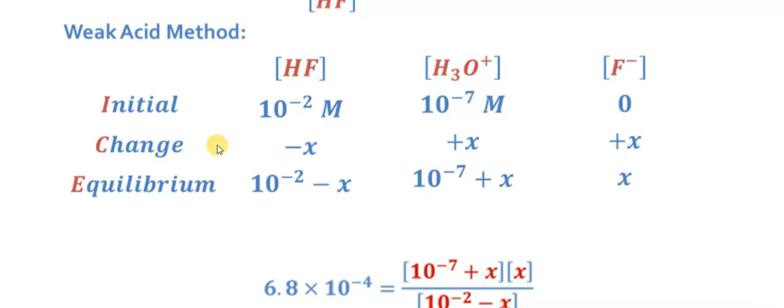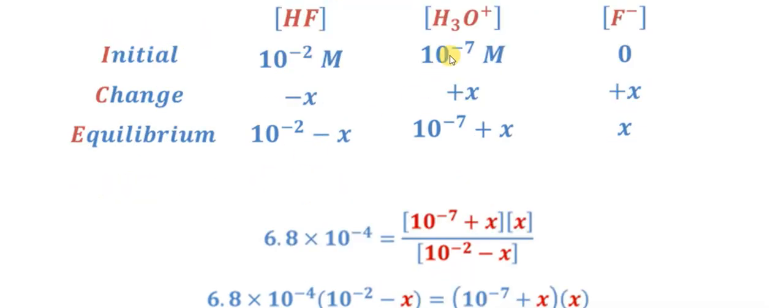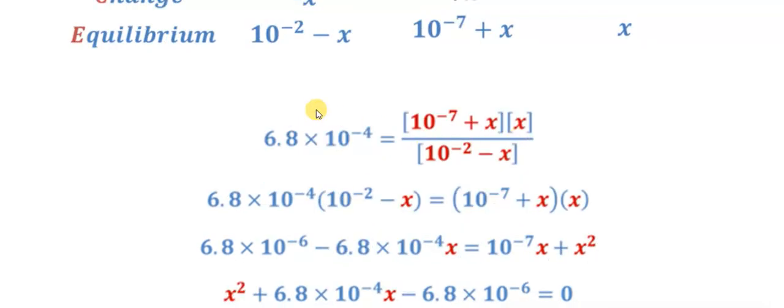Next, change with respect to the reactant is negative x because we don't know what the change is. How much hydronium ion is formed, how much fluoride is formed, we write plus x and plus x. We know that with the product we use the positive sign, with the reactant the negative sign is used. Next, what will be the concentration at equilibrium? For the reactant, initial minus change; with respect to the products, initial plus x, initial plus x. These are the equilibrium concentrations.